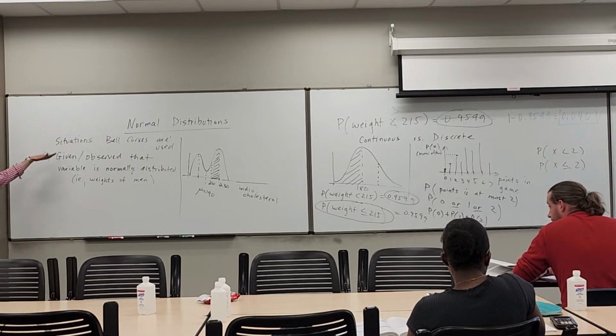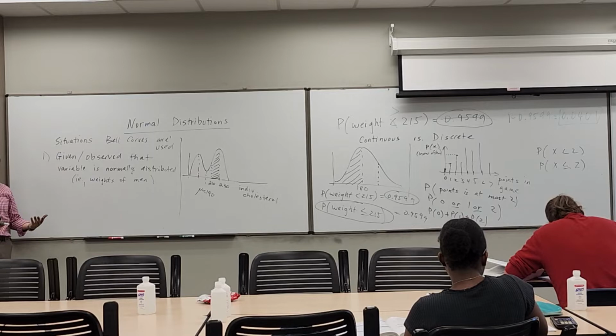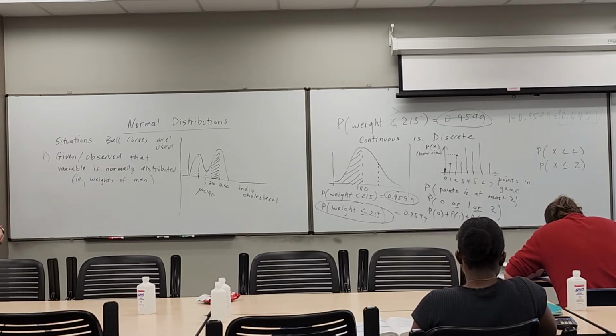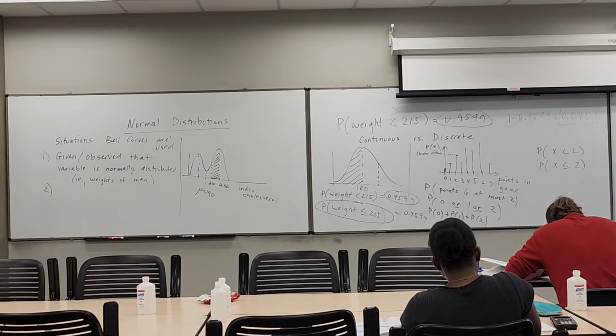So this is the simplest, most straightforward case of using bell curves, is that you already know that the variable in question is distributed as a bell curve. So we've already talked about that case.